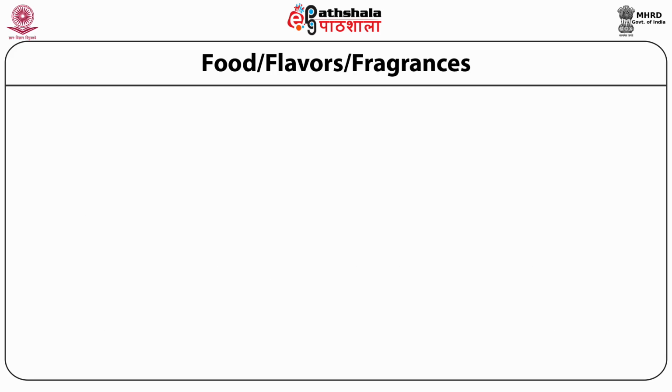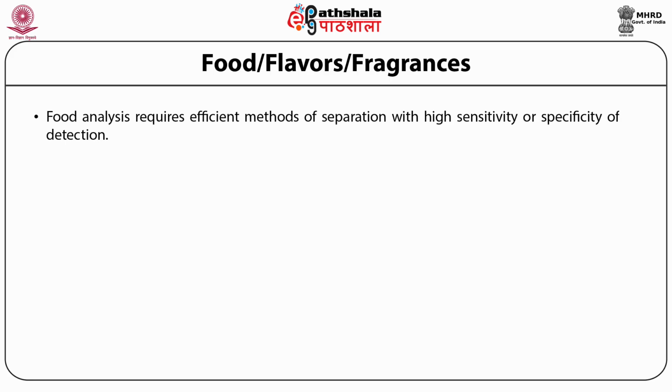Foods, flavors, fragrances. Foods comprise a complex mixture of components, and food analysis requires efficient methods of separation with high sensitivity or specificity of detection. Flavors and fragrances are, in general, complex but homogeneous mixtures of volatiles requiring high efficiency techniques for their analysis, such as gas chromatography, as such, or combined with mass spectrometry, that is GCMS.